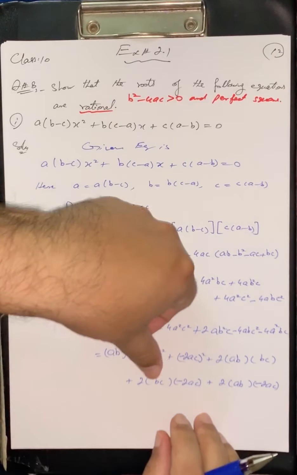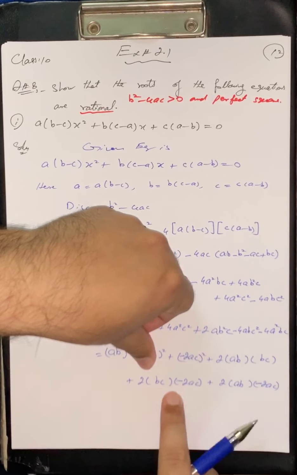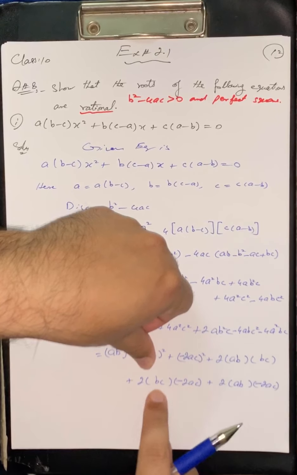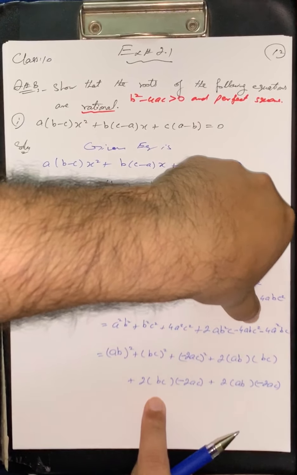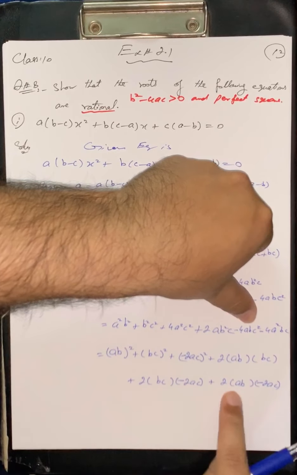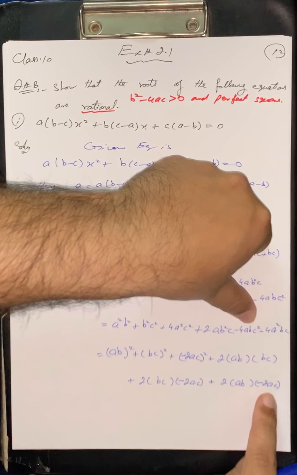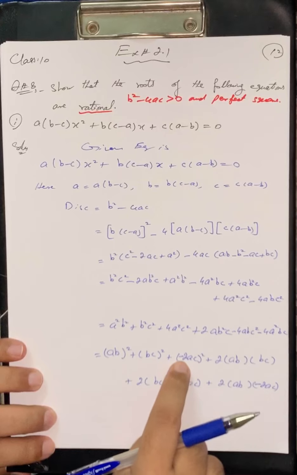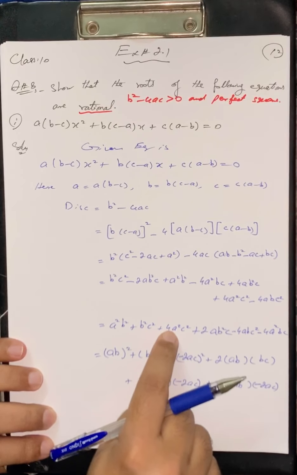So let me check again. When we multiply them, it gives me minus 4 a b c square. So minus 4 a b c square. When we multiply them, minus 4 a square bc. So minus 4 a square bc. Got it here? When you open this square, it gives you positive 4 a square c square.